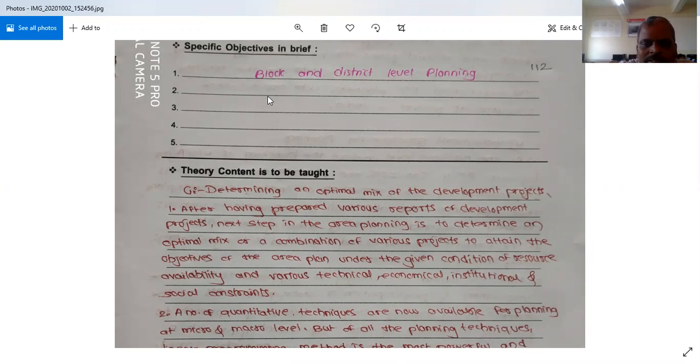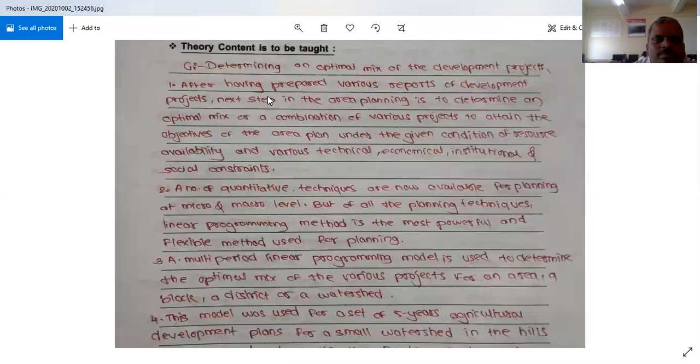After having prepared various reports of development projects, the next step in area planning is to determine an optimal mix or the combination of various projects to attain the objectives of the area plan under the given conditions of resource availability and various technical, economical, institutional and social constraints.